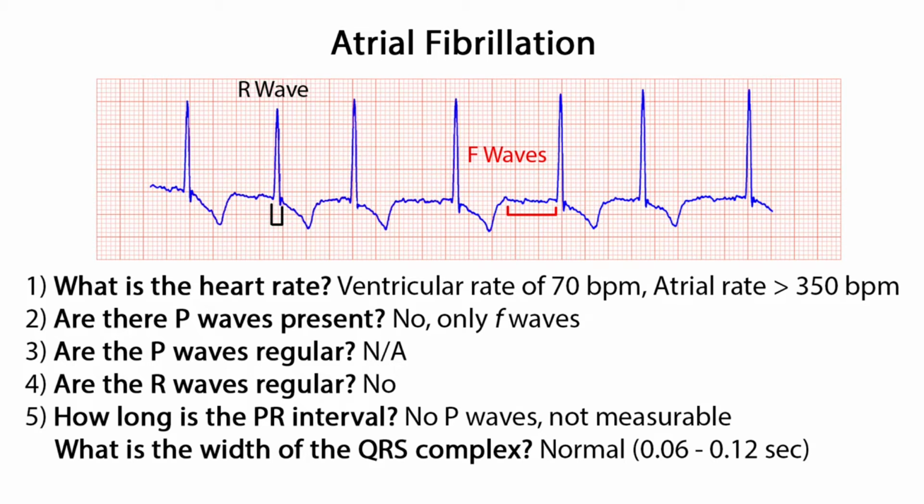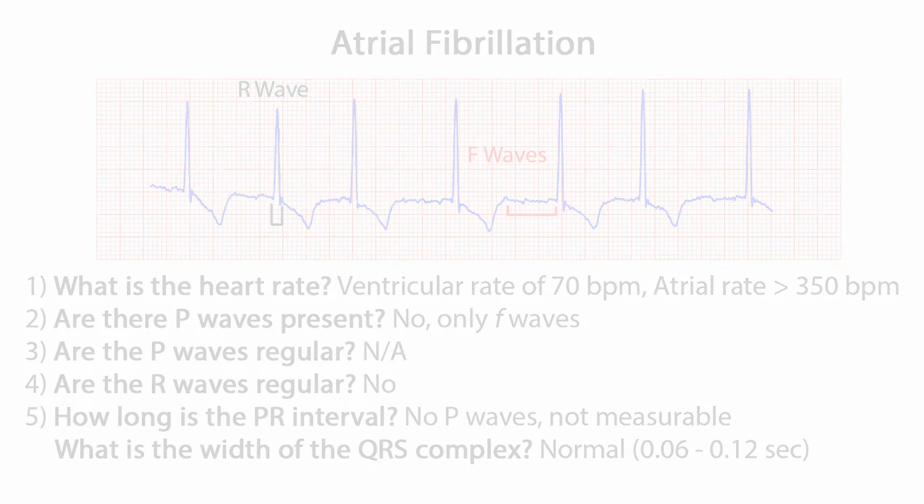4, are the R waves regular? If you use calipers or a paper to mark the beginning of the QRS complex to the beginning of the next QRS complex, you see that the QRS complexes, or R waves, occur at irregular intervals. And number 5, how long is the PR interval? Since there are no P waves, it is not measurable. And what is the width of the QRS complex? They are all normal, falling between 0.06 to 0.12 seconds.